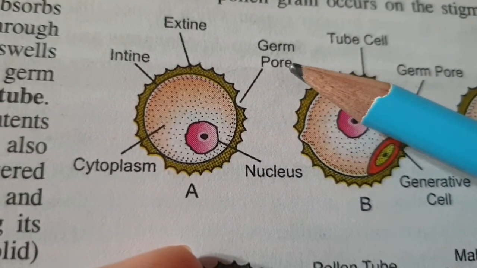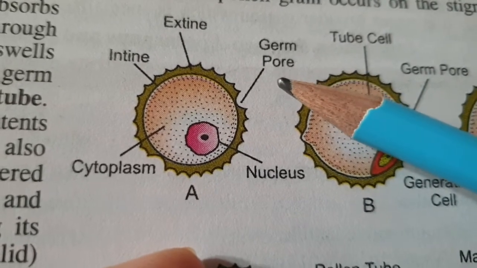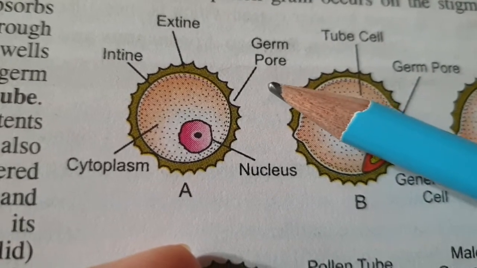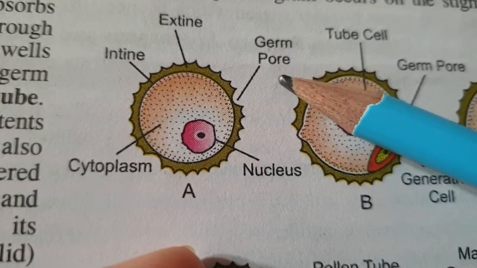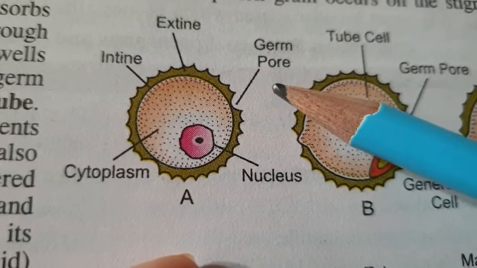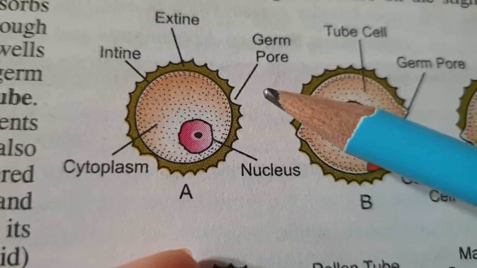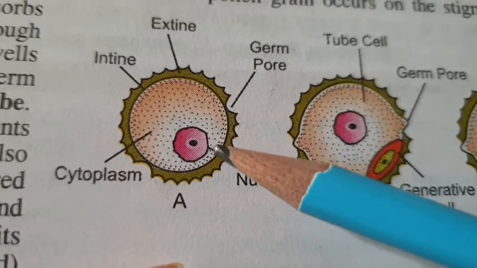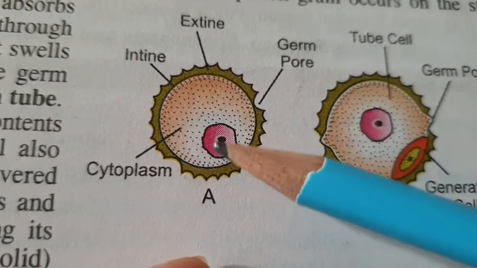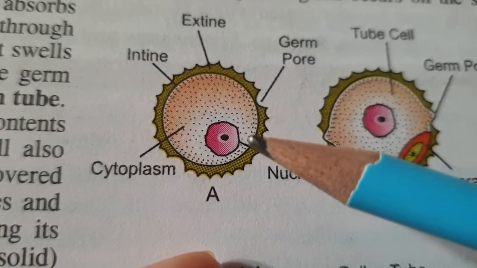Now the exine is again differentiated into the sexine and nexine. The sexine, which is the outer layer, consists of a particular portion which is called the tectum. That tectum provides the sculpturing of the particular pollen grain. That means some may be smooth, some may be spiny. That texture or sculpture is given by the tectum, which is the outermost layer of the pollen grain.